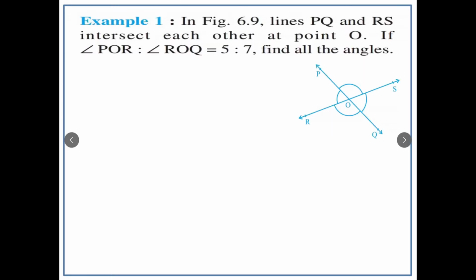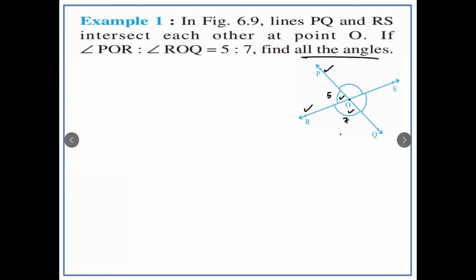Now moving ahead to the examples. We have three examples before exercise 6.1. So let's see the first example. It says in figure 6.1, PQ and RS intersect each other at point O. We have two lines PQ and RS intersecting at point O. If the ratio of angle POR to angle ROQ is 5:7, we have to find all the angles.